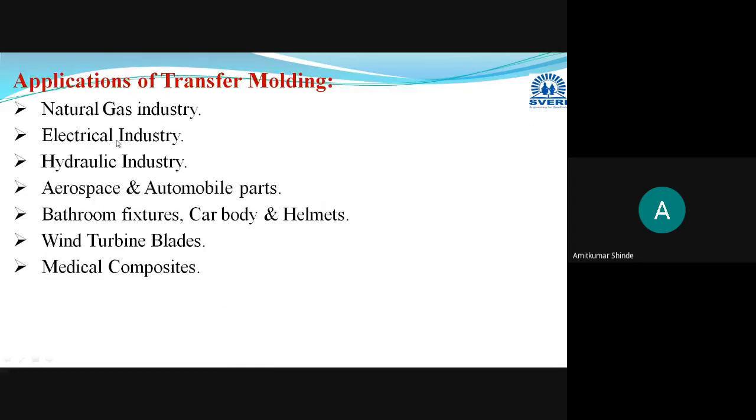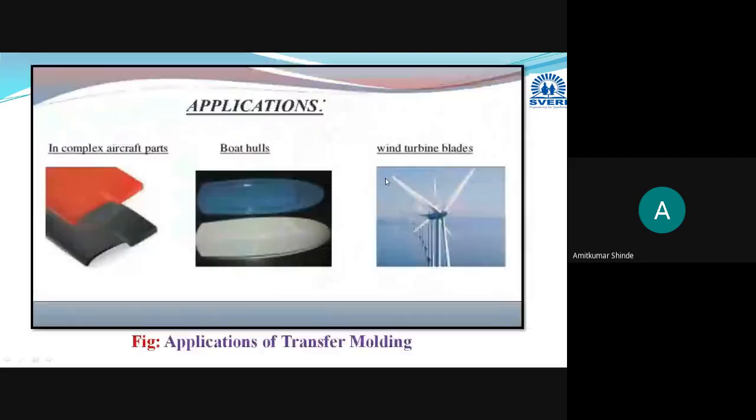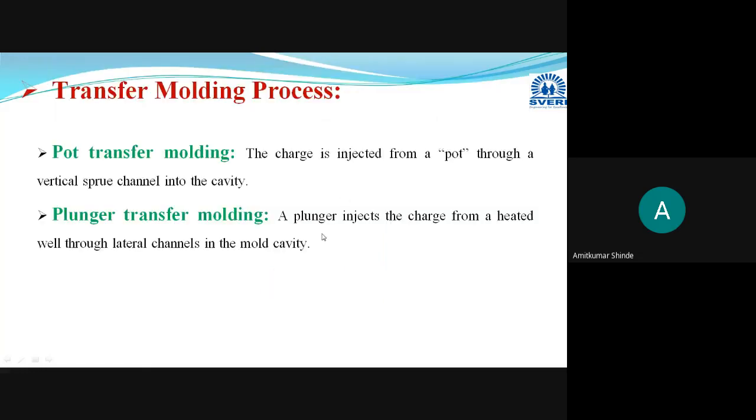Some applications: transfer molding can be used in the natural gas industry, electrical industry, and hydraulic industry. Then I will directly explain a few practical examples. Wind turbine blades can be manufactured with the transfer molding process. Then bathroom fixtures, the plastic fixtures, are made from the transfer molding process. Then aircraft parts, boat hulls, wind turbine blades, different helmets, these types of fixtures, and aerospace and automobile parts can be manufactured with the transfer molding process.